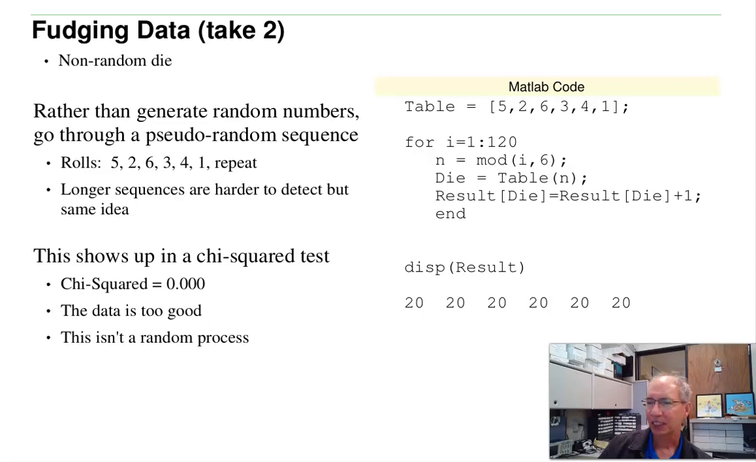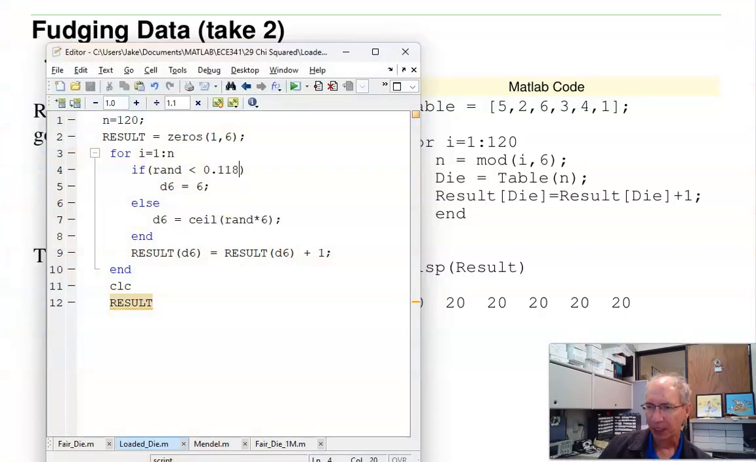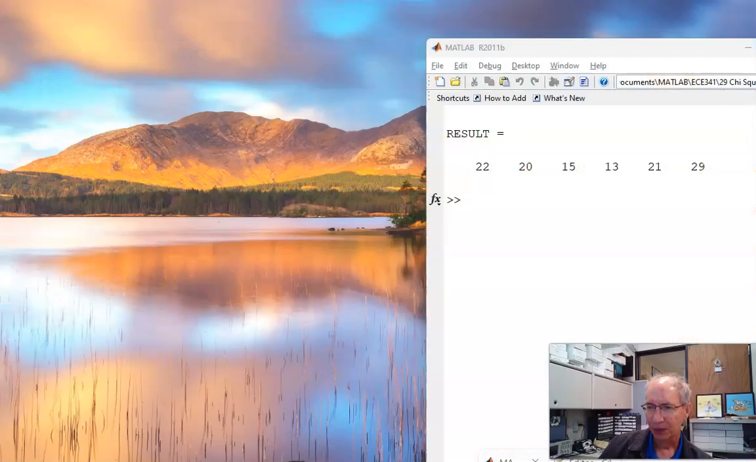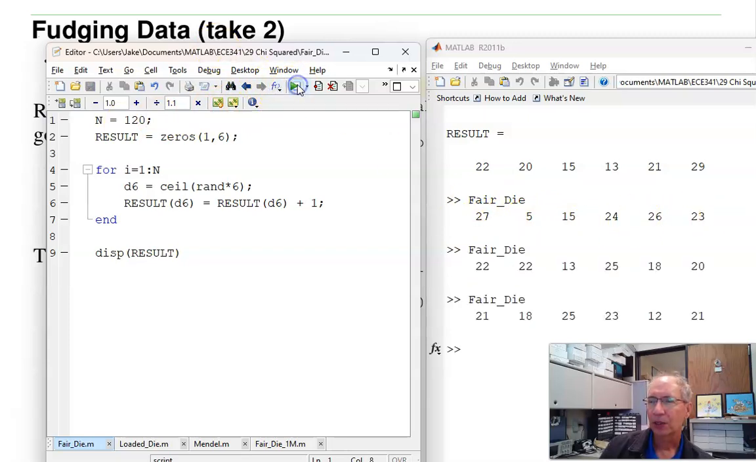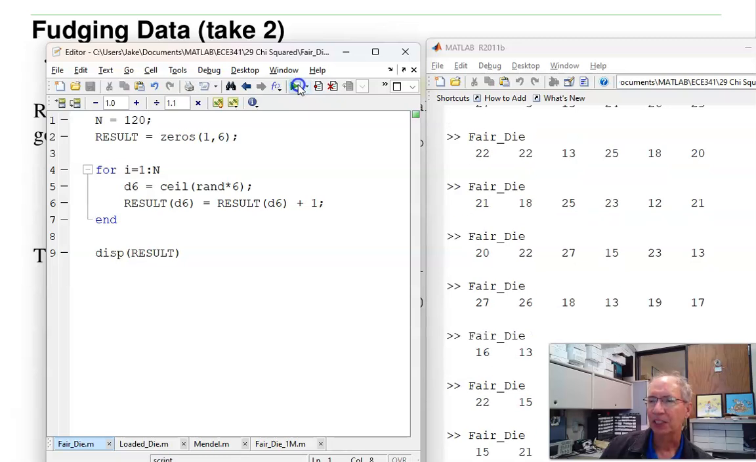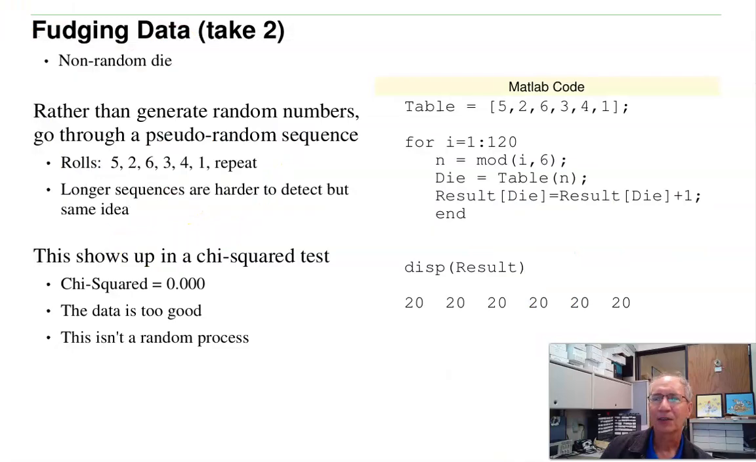You can kind of see that in MATLAB. When I have a fair die, let's go back to the fair die, I should get 21s, 22s, 23s. I didn't. You're never getting, well, almost never getting exactly 20, 20, 20, 20. That's just too good. That shows up on a chi-square test. Probability of that happening is actually really unlikely. Get data that's that good, I can tell you fudged the data. You didn't actually roll the dice.